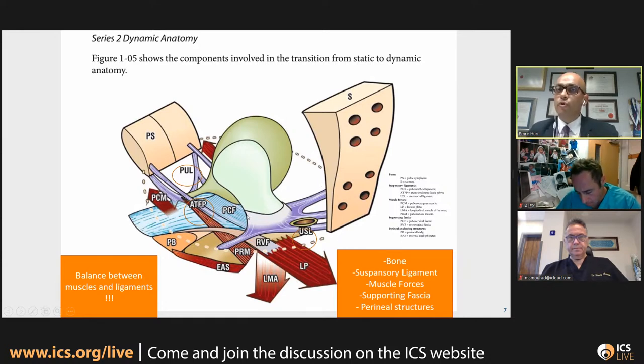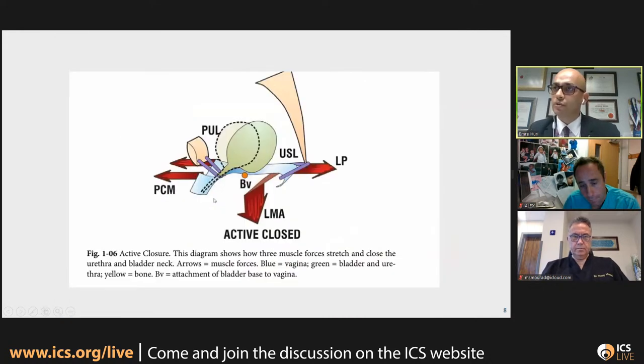However, the muscle forces provided by the pubococcygeal muscles, puborectalis muscle, and the levator plate, and with the supporting fascia, especially the two important fascial layers, pubocervical fascia and the rectovaginal fascia with the perineal structures, I would like to stress the importance of the perineal body. This is the point of balance, especially for the pelvic floor. The balance between the muscles and the ligaments is crucial to maintain continence in females.